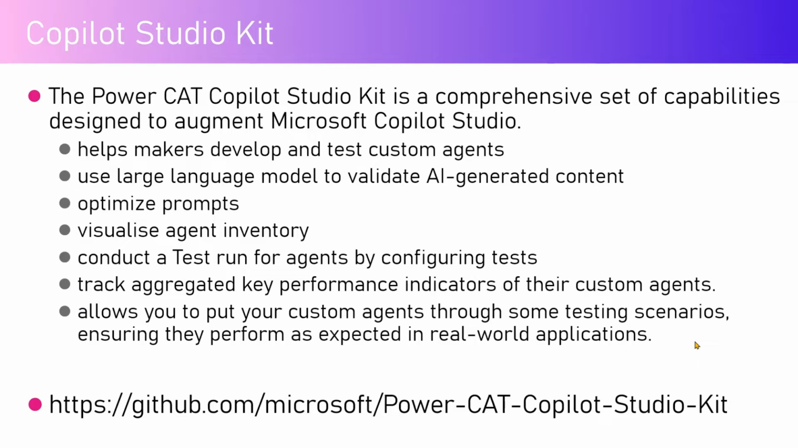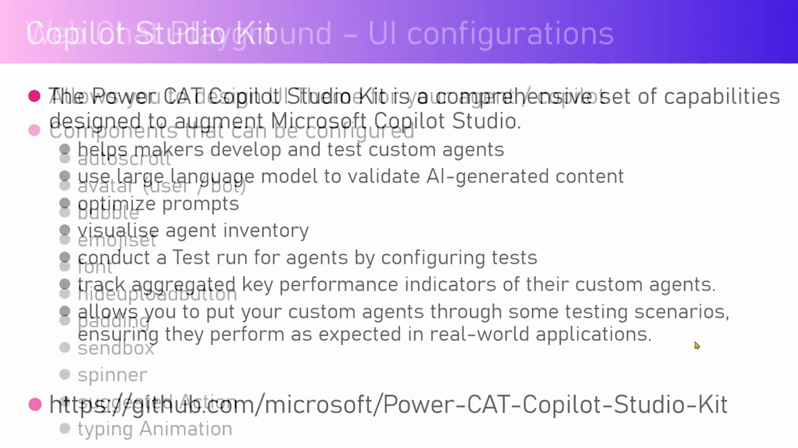Now, with Copilot Studio Kit, you can basically use an LLM to validate AI generated content. You can optimize the prompts. You can visualize the agent inventory in a nice visual interface. You can conduct test runs. You can perform aggregated KPIs of your custom agents. You can put your custom agent through some testing scenarios. So there are a whole bunch of things which you can do using Copilot Studio Kit, but we are going to just focus on Web Chat Playground.